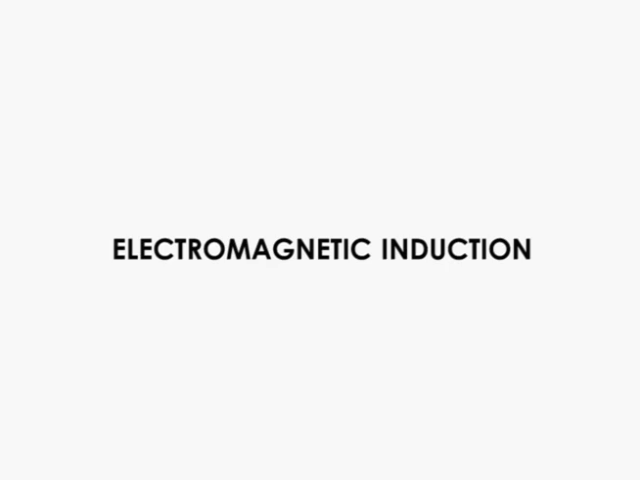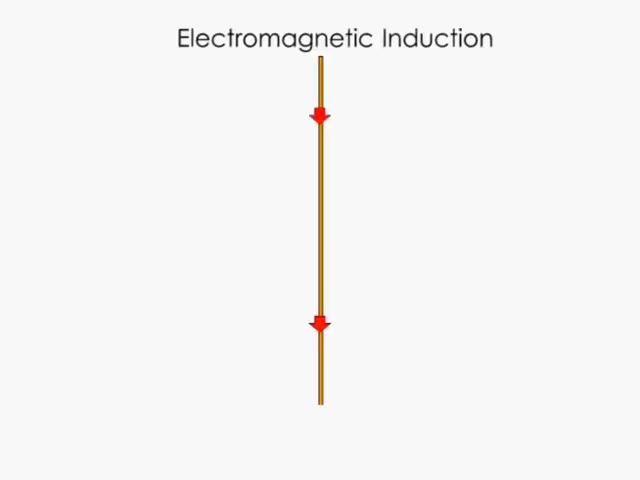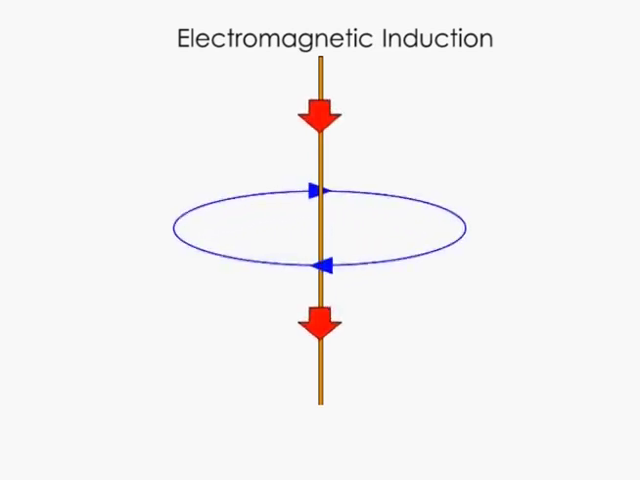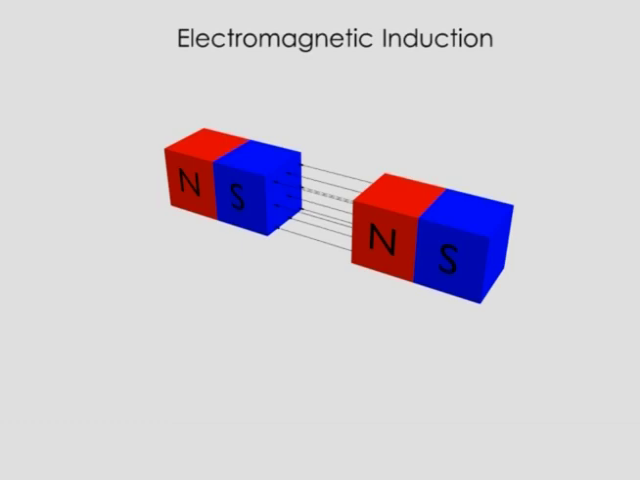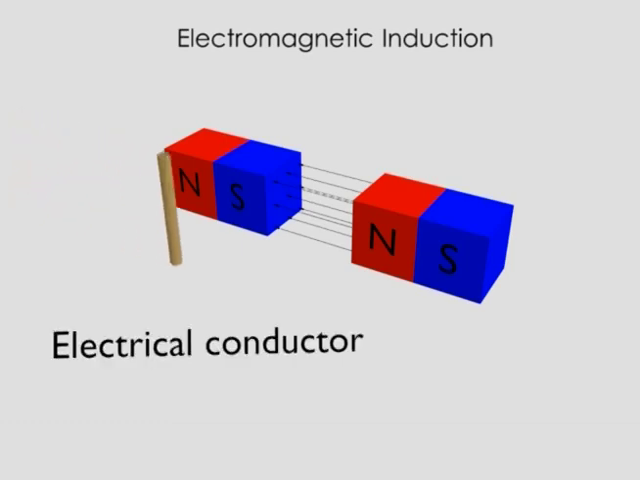In Form 2, in the chapter on the magnetic effect of an electric current, we observed that a current-carrying conductor generates a magnetic field around it. This discovery by Hans Oersted in 1820 opened a whole new vista for research, and what many wondered is whether the converse can be true. Could a magnetic field induce current in a conductor?